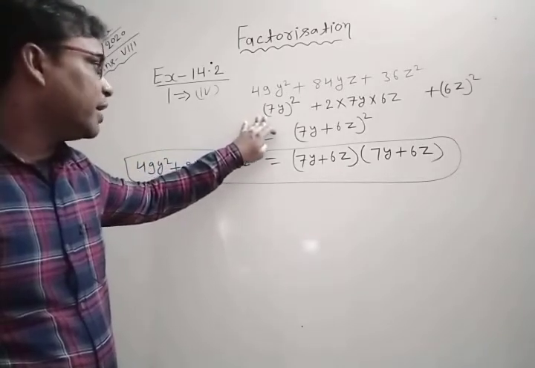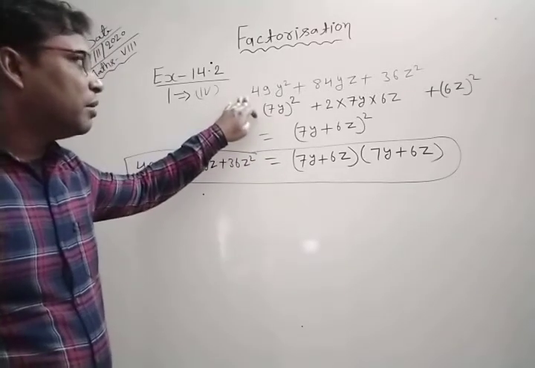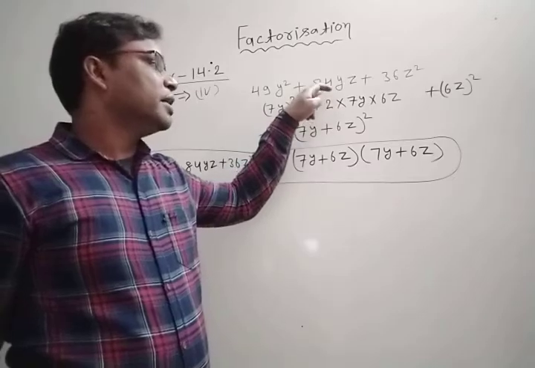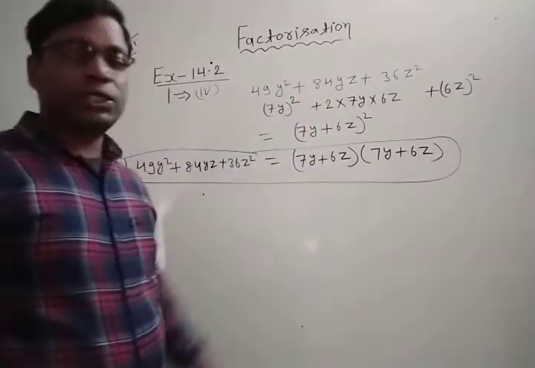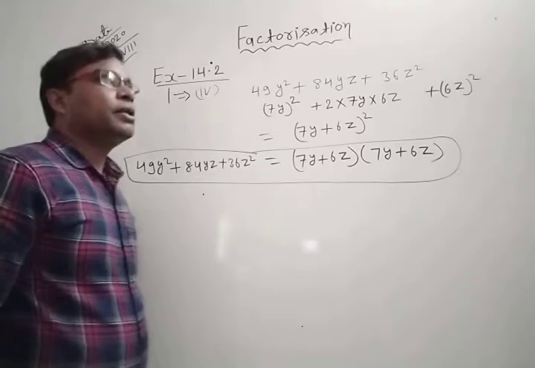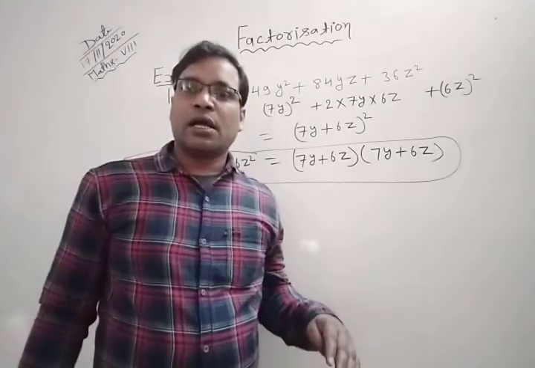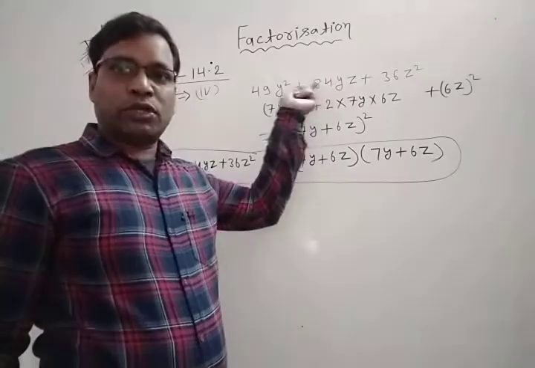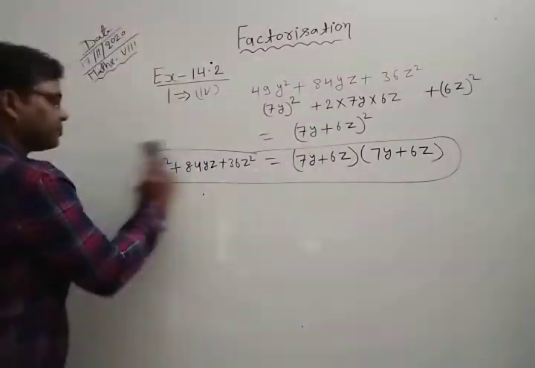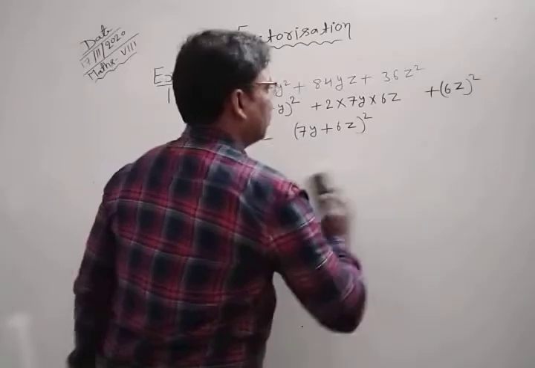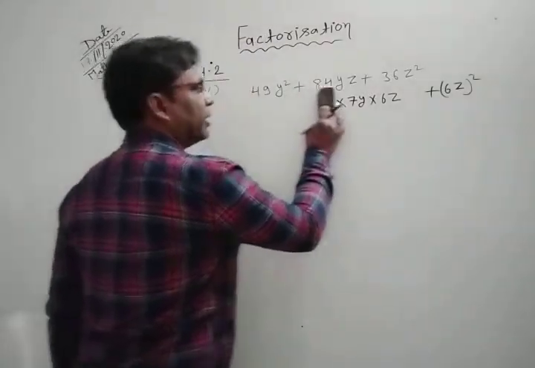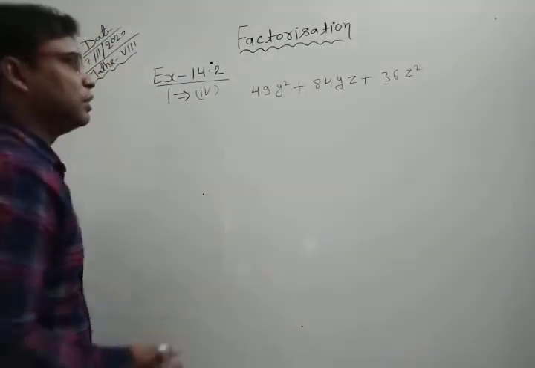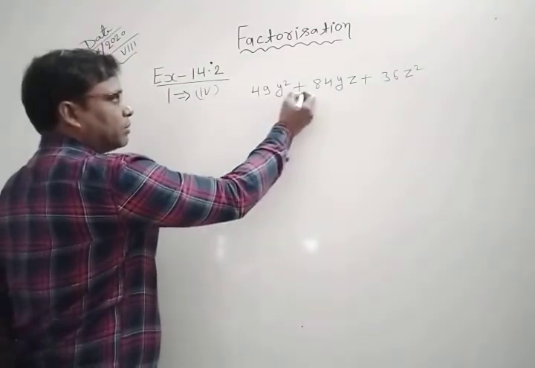We can also find the factors of the given expression without using the identity. For this, we can break the middle term into equal parts. So let's see how we can find it without using identities, by breaking the middle term into equal parts. If we divide 84 by 2, then we obtain 42.